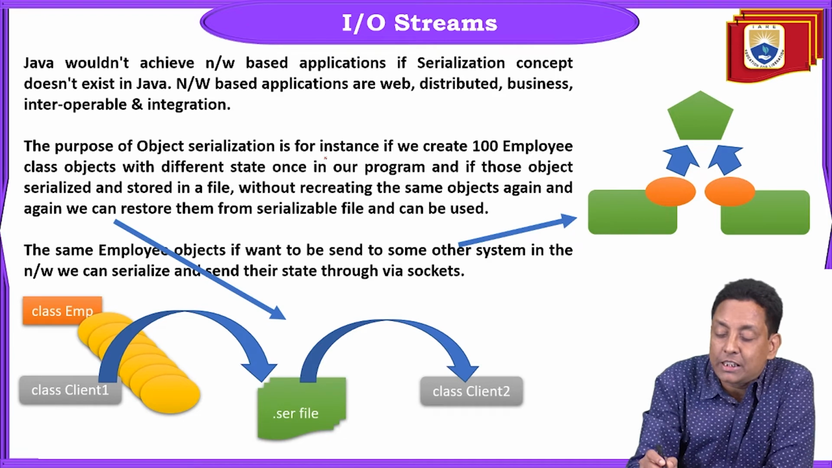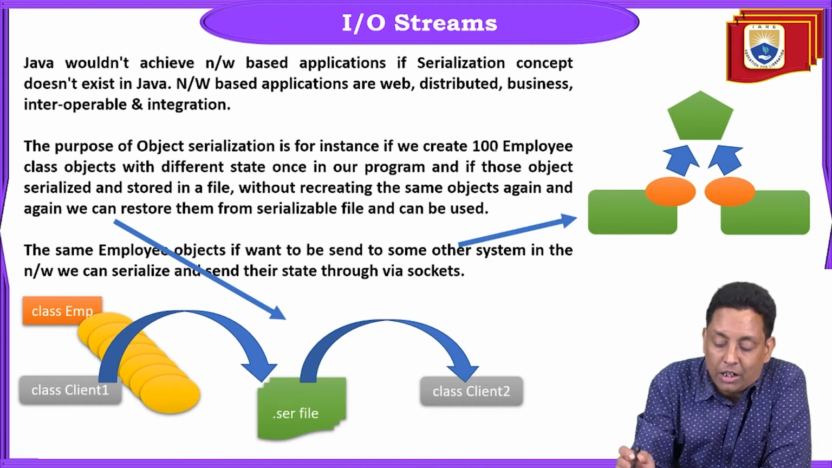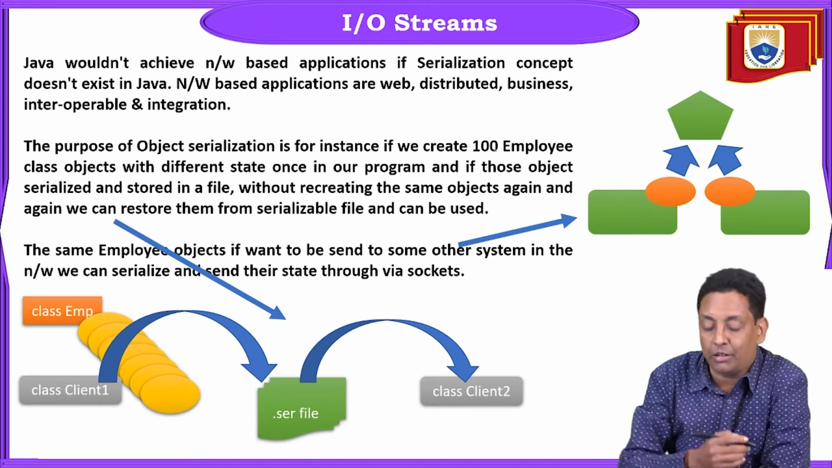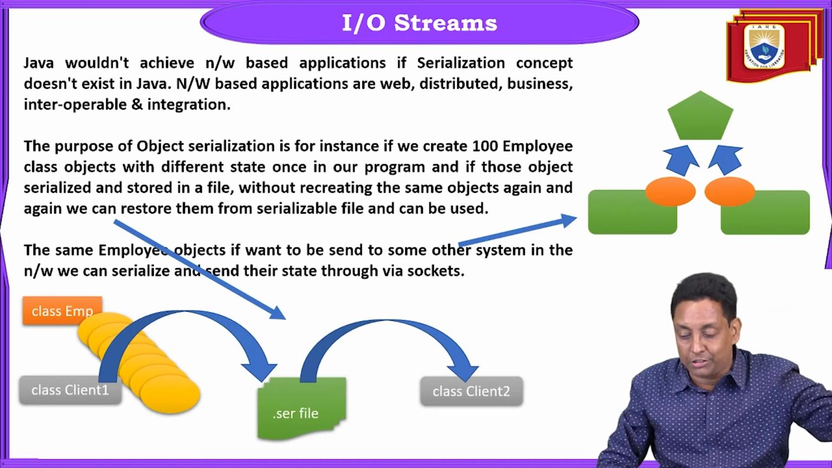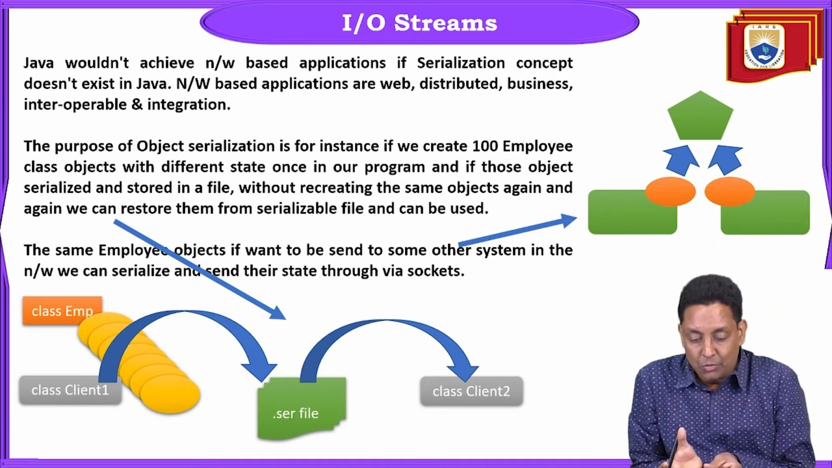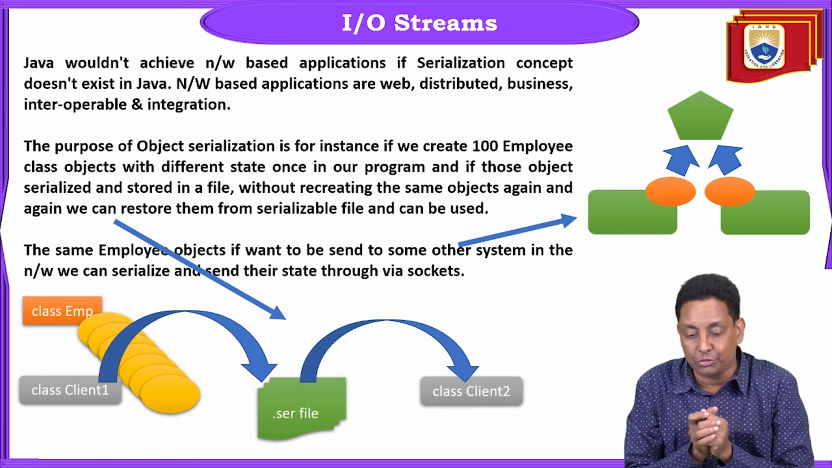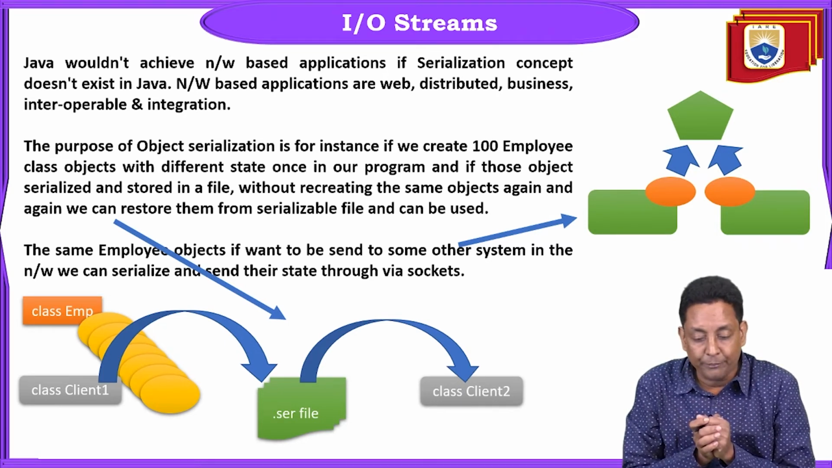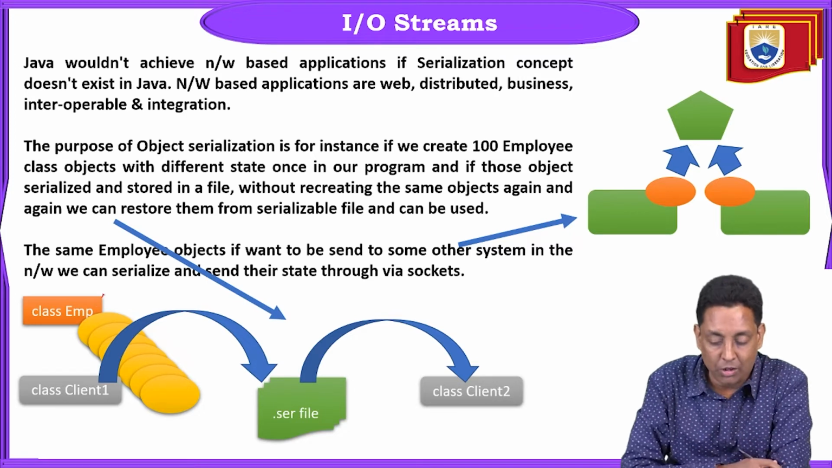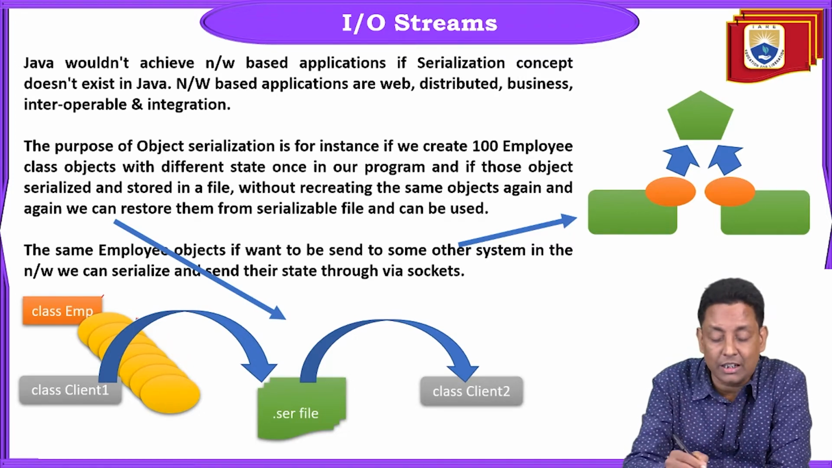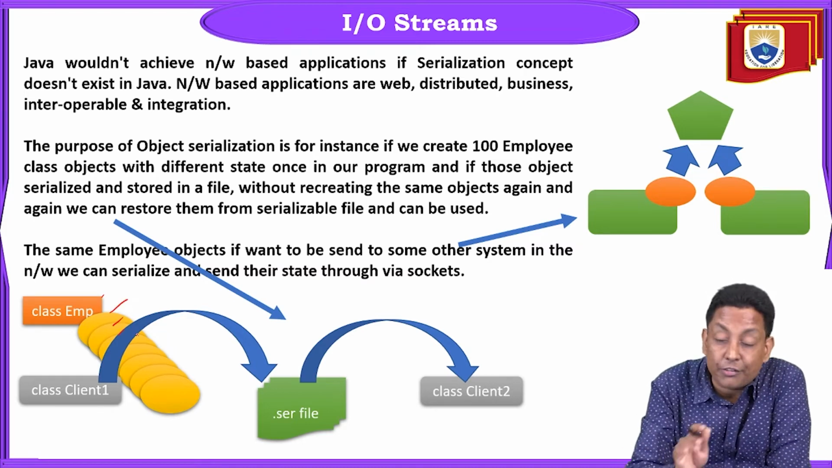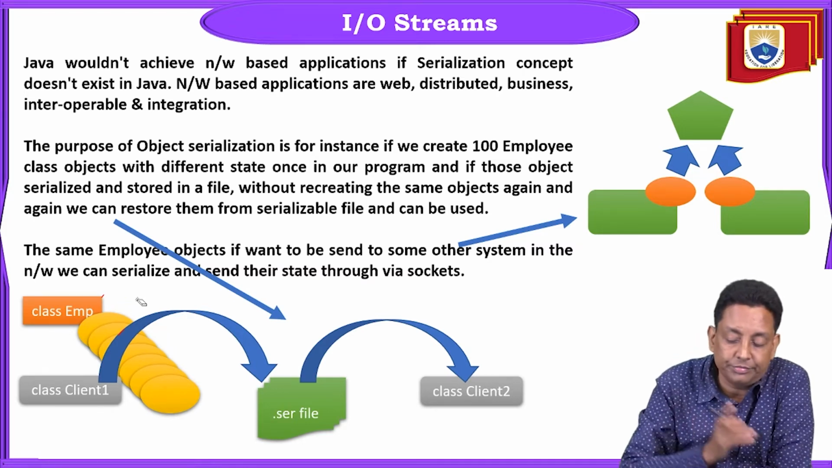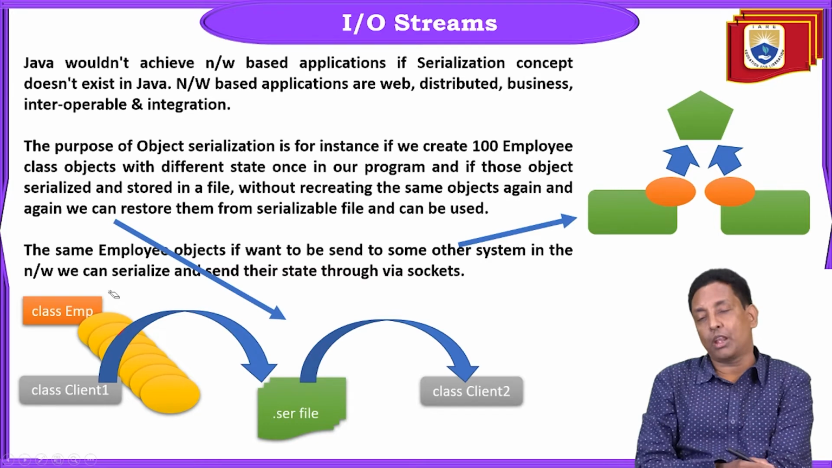The purpose of object serialization is, for instance, if we create 100 objects, and this is another example. Suppose, if you can't understand distributed applications for the moment, for a small example's sake, here I can show you an example. I'll write one class, the employee class. To the employee class, I'll create some 10 objects or 100 objects.